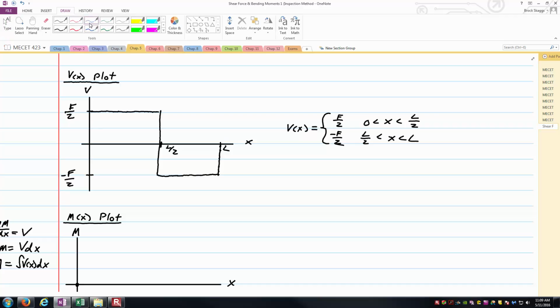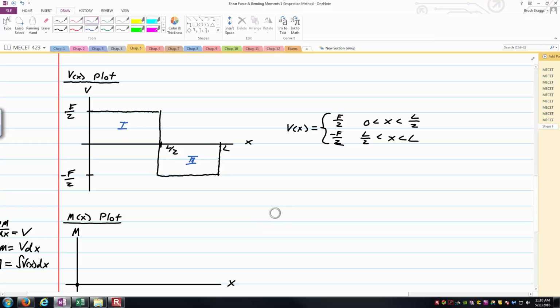And so one way to think of this is to say, hey, I've got some area 1 here and area 2 here. And so the amount that the bending moment is going to change between 0 and L over 2 is equal to this area, area 1, and the amount the bending moment is going to change between L over 2 and L is going to equal this area 2.